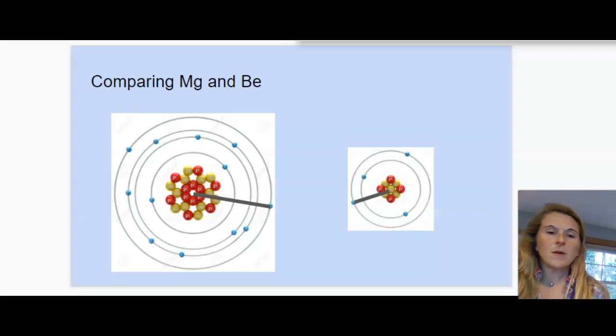So here we are comparing magnesium and beryllium again. And remember, the magnesium nucleus has a pretty large charge with all these protons there compared to beryllium with only 4 protons. We can also compare the distance here. We know that the center of the magnesium nucleus is going to be a much further distance from its most valence electron compared to the beryllium.